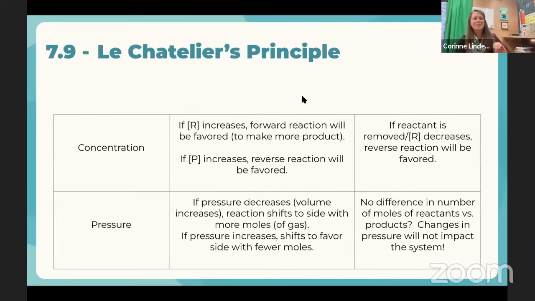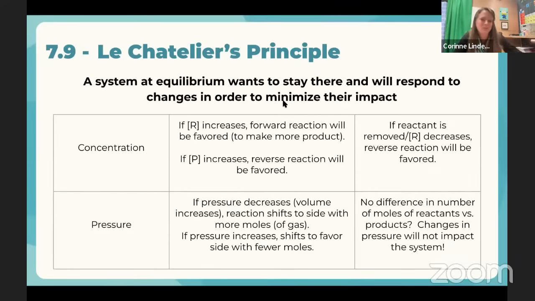Other big thing from unit 7 is Le Chatelier's principle. Concentration, easy. Pressure, pretty easy. So for pressure, we're going to shift to the side with more moles if the pressure decreases. If pressure increases, we're going to shift to the side with fewer moles of gas. If there's no difference, pressure doesn't impact the system.